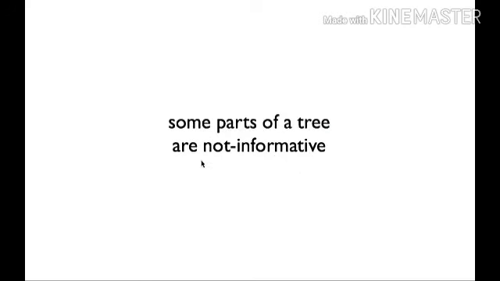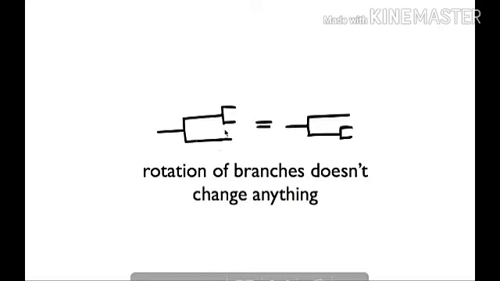Some parts of the tree are not informative. If the branches are next to each other, this does not necessarily mean that they are related to each other, because they can be rotated around and still show the same relationship. What is informative is this distance here and where the split is. So this tree is equivalent to this tree, even though we've just rotated the branches around.